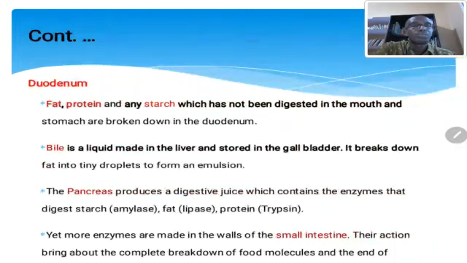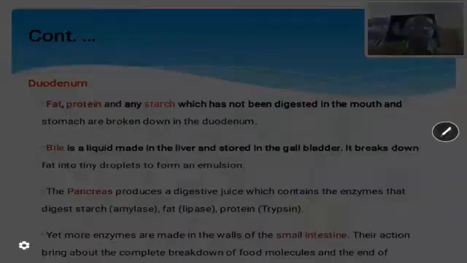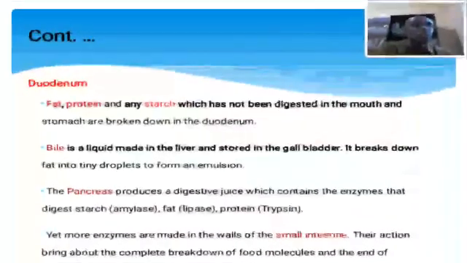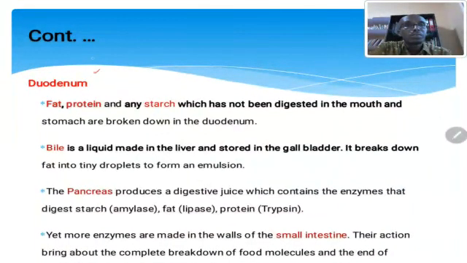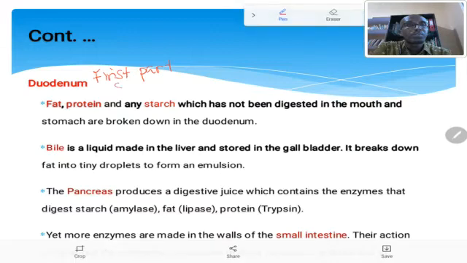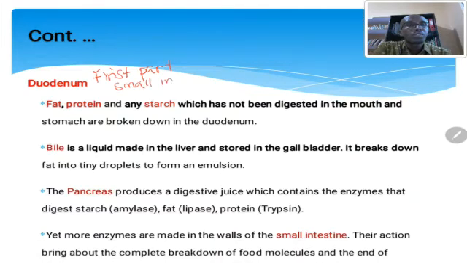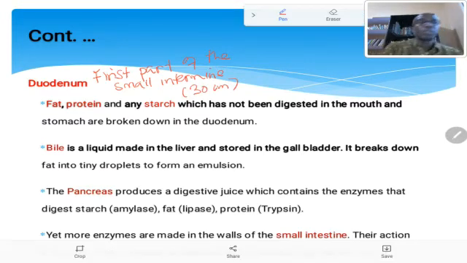The duodenum. The duodenum is the first part of the small intestine. It's usually the first 30 centimeters of the small intestine.